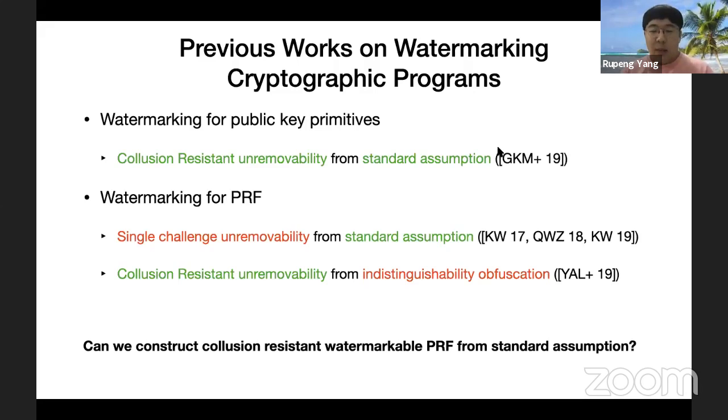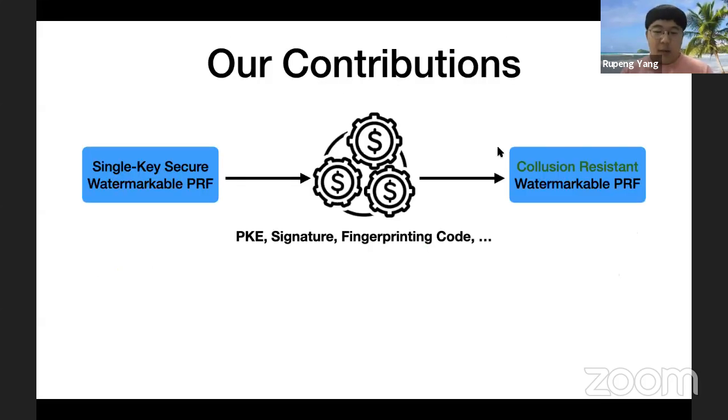So the question is, can we construct collusion-resistant watermarkable pseudorandom functions from standard assumptions? In this work, we solve this problem by providing a compiler that upgrades a single key circuit watermarkable pseudorandom function into a collusion-resistant one. The compiler only involves standard cryptographic primitives such as public key encryption schemes, signature schemes, fingerprint codes, and so on. All of them can be constructed from standard assumptions.